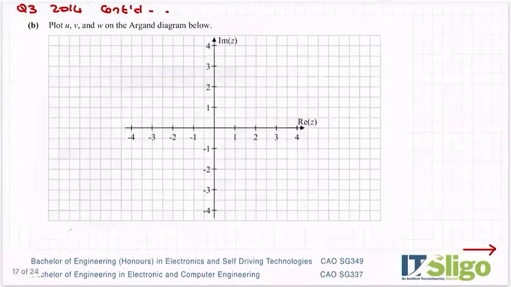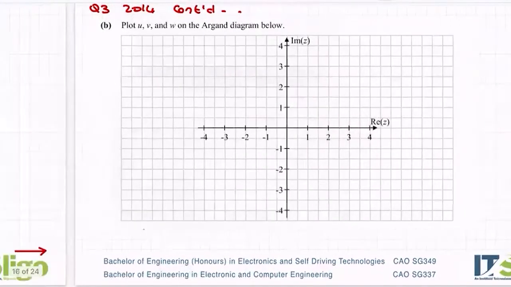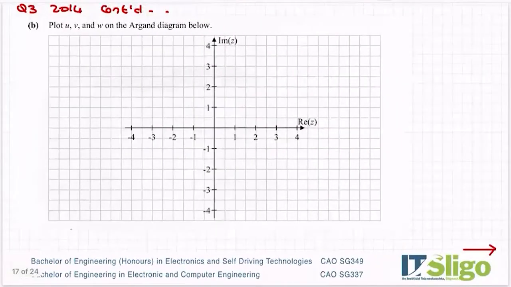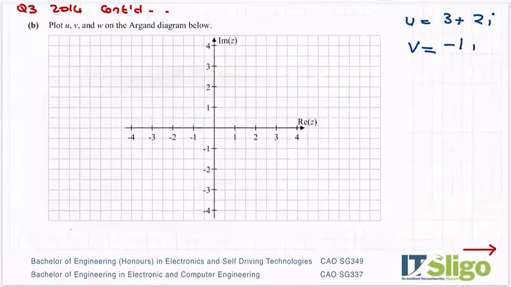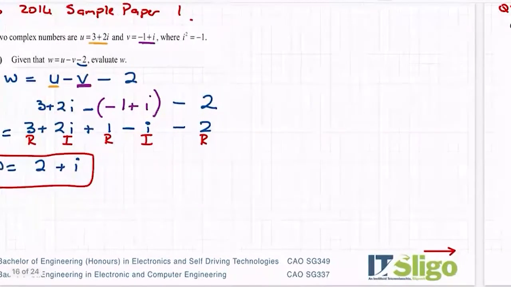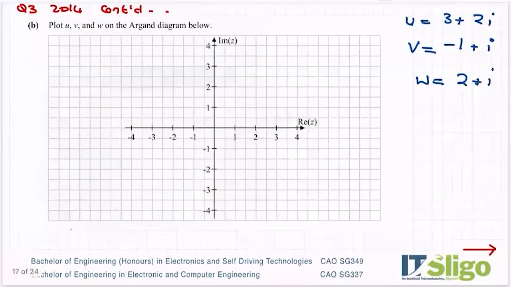Plot u, v, and w on an Argand diagram. So u was 3 plus 2i. I'm just writing them off here to the right. v was minus 1 plus i. And w was 2 plus i, if I remember right. Okay, so let's plot them. So let's plot u, so 3.